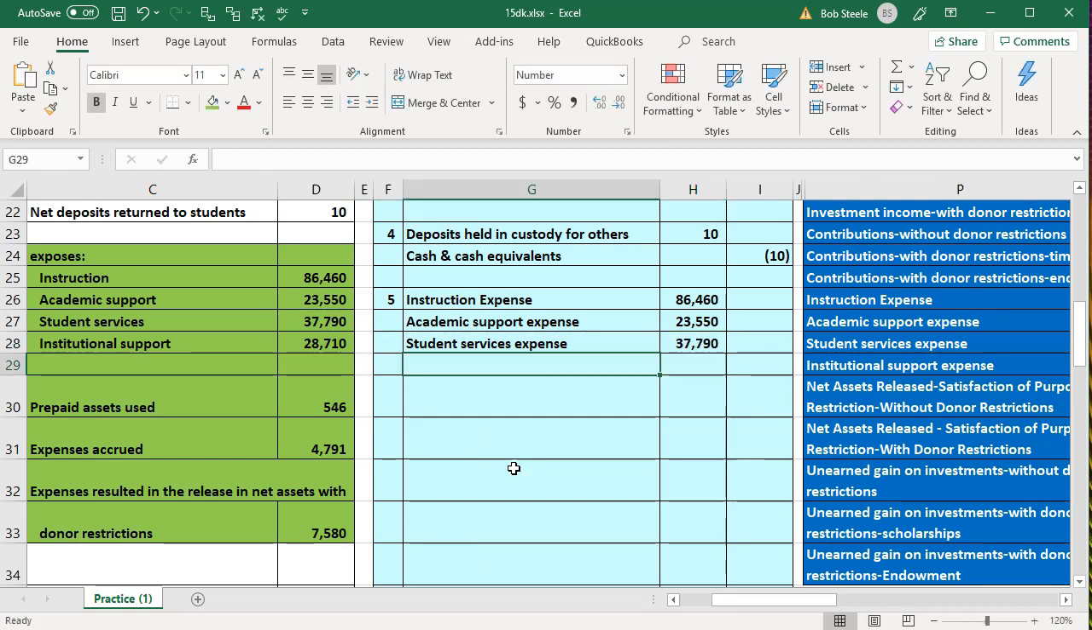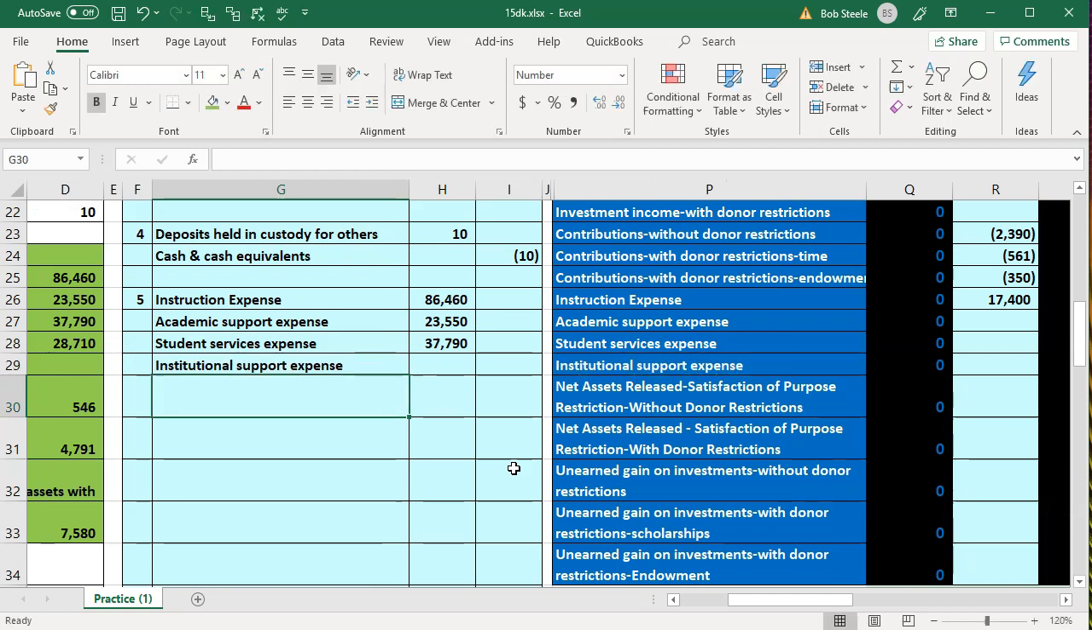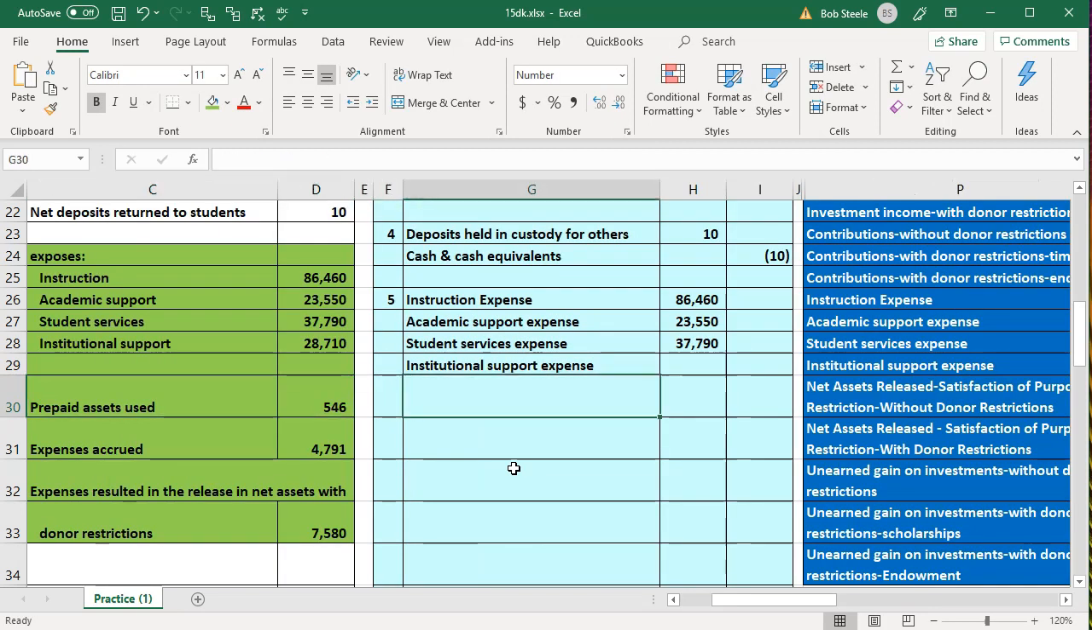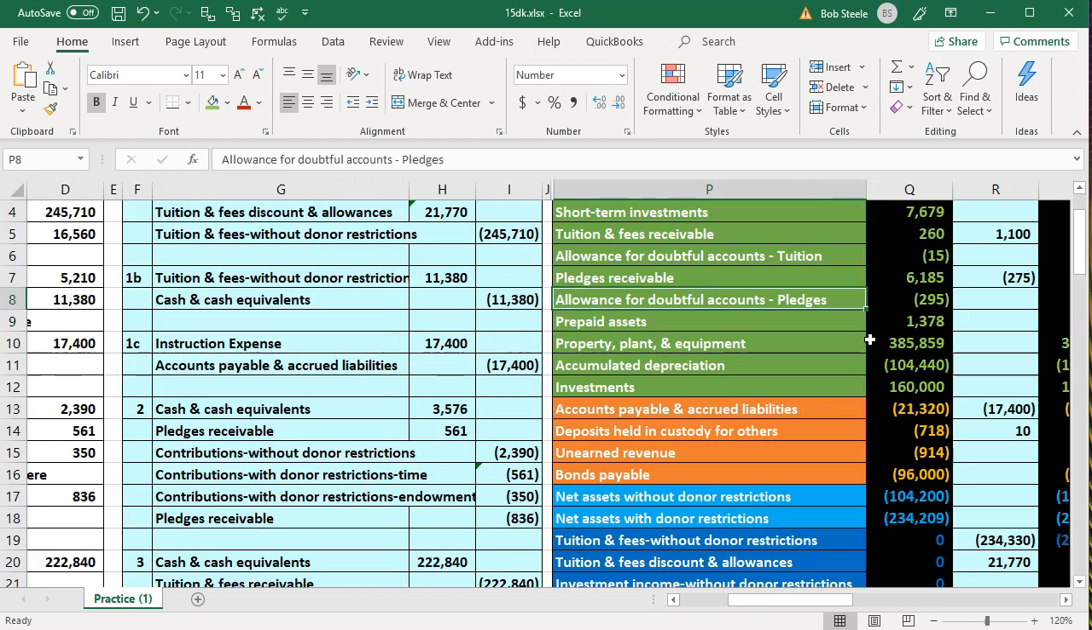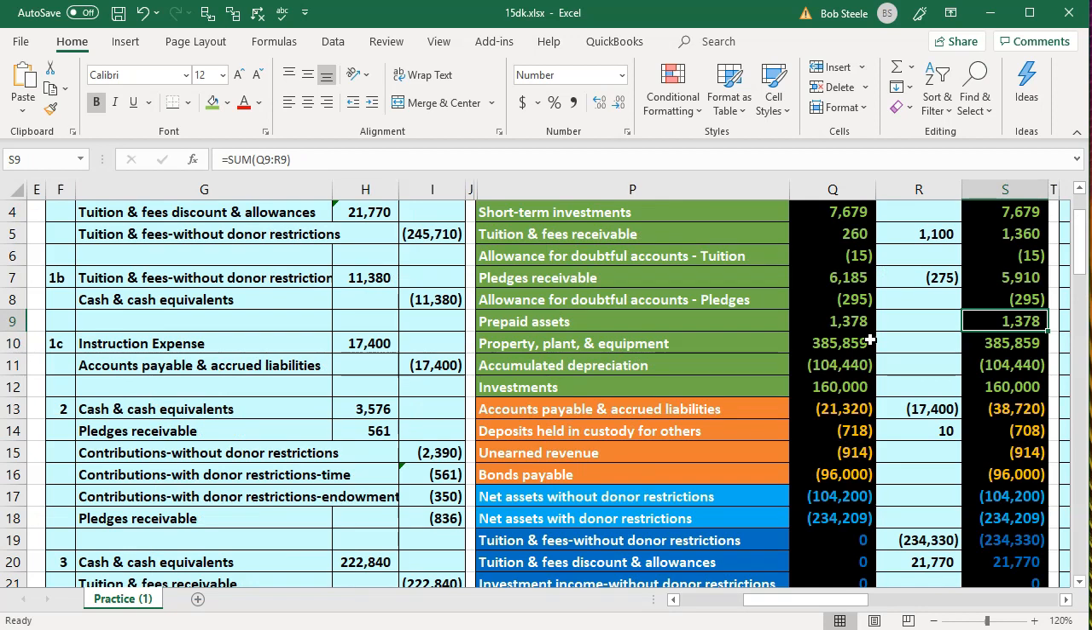Then we have the institutional support. So we have the institutional support expense. Institutional support expense. And the amount there is going to be in cell H29 equal to the 28,710. And then we have the prepaid assets used. So prepaid assets used means that the prepaid assets will be going down. So if we consider the prepaid assets, then we're going to say prepaid assets are up here. They're going to be an asset account.